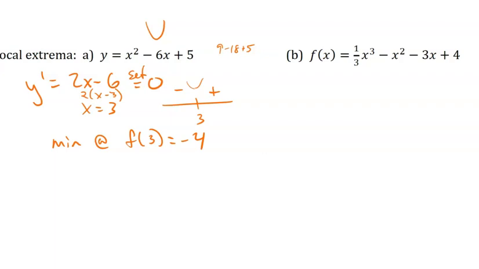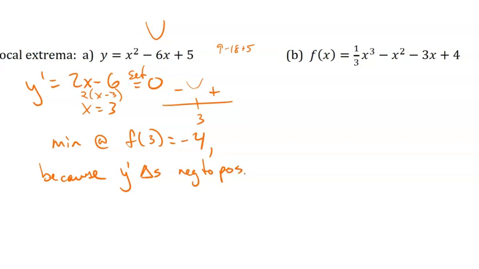Okay? And then if it doesn't say to, but if we were justifying, our reason just needs to be because y prime changes from negative to positive. And that is all the explanation we need, okay?